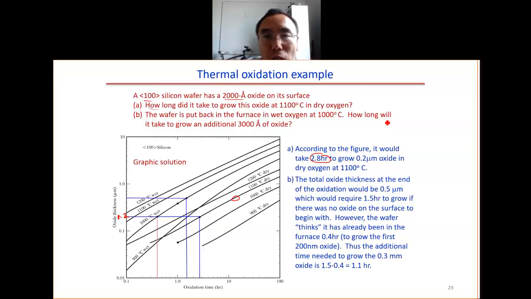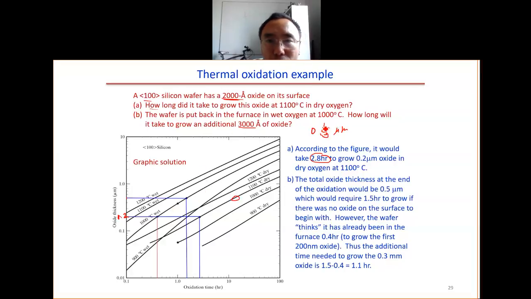In the second part, the wafer is put back in the furnace in wet oxygen at 1000 degrees. How long will it take to grow an additional 3,000 angstrom of oxide? So the total thickness is 2,000 plus 3,000, equal to 0.5 micrometer. We have 0.2 plus 0.3, so 0.5, and it is here. So 1, 2, 3, 4, 5, so we have it here.